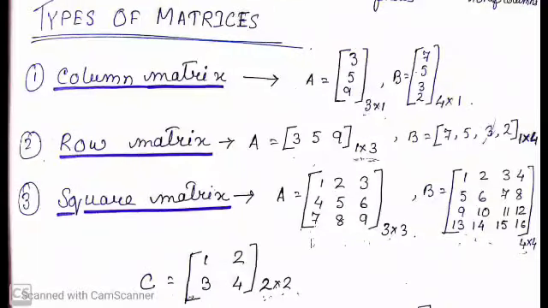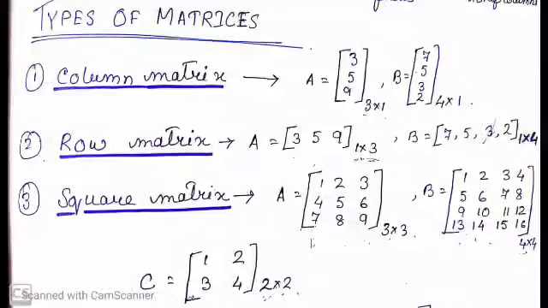Let us move to the types of matrix. The first one is the column matrix. What is a column matrix? If a matrix has only one column, then that matrix is called a column matrix. Here I have given some examples. See matrix A. Matrix A has the elements 3, 5 and 9, and all three elements are in a single column. So it has only one column and how many rows? 3 rows. So the order of the matrix becomes 3 by 1.